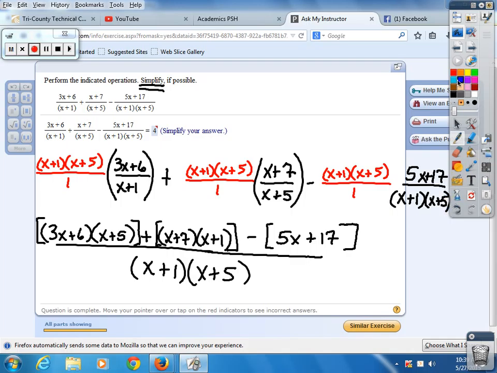Take your blue marker, and what are you going to do now? What happens here? X plus 1 cancels, and you're left with that. Cancel this out, and you're left with that. This whole thing cancels, and you're left with that. Okay? Now just do the algebra.